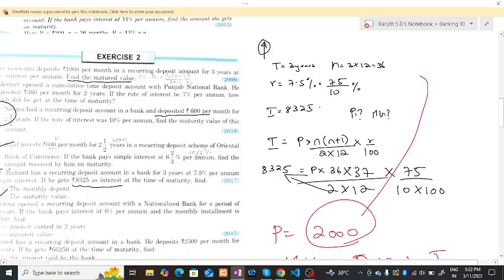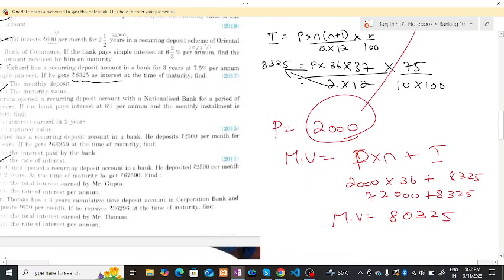You keep depositing it for how many months? Total how many months you have to deposit? 36 months, yes, 36 months for 3 years. Whoever has a bank account can try 2000, 36, and you have to make sure that the rate is 7.5%. I think the rate is 7.5, 6 or 7 they provide. The bank provides 7.5%.